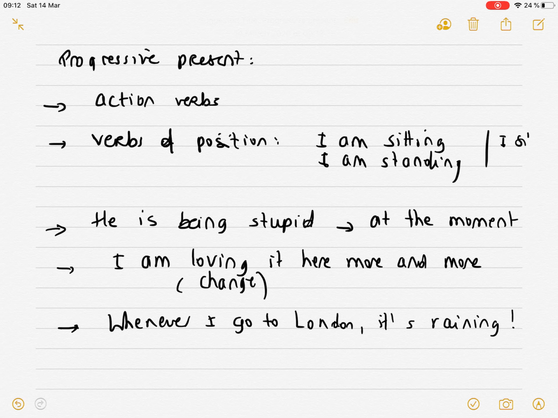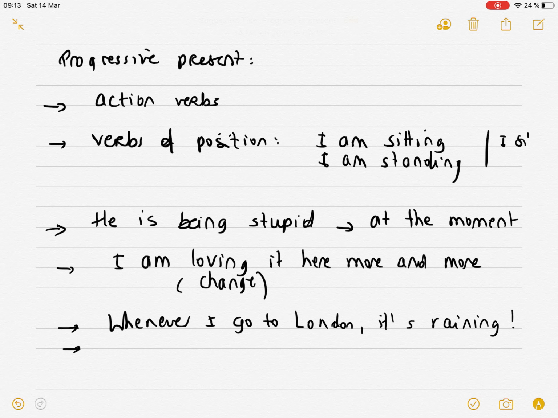But when you add the be plus ing, it means that the rain has started already when you get to London, right? Because if you said whenever I go to London, it rains, it means the moment I step in London, it starts raining. But if I say whenever I go to London, it's raining, it means it was raining before, and the moment I get there, it's still raining. So that's how we would use this be plus ing.